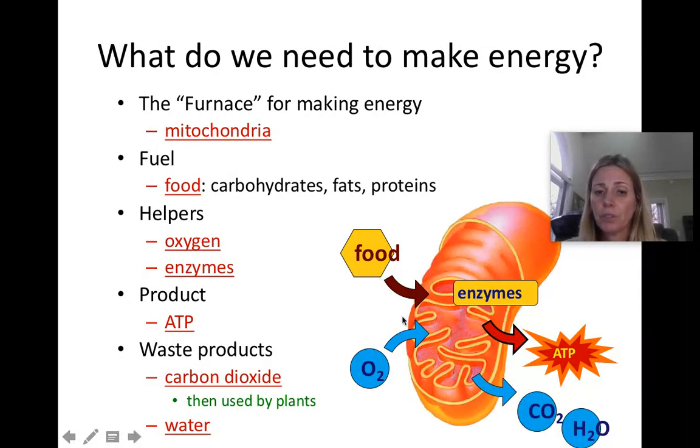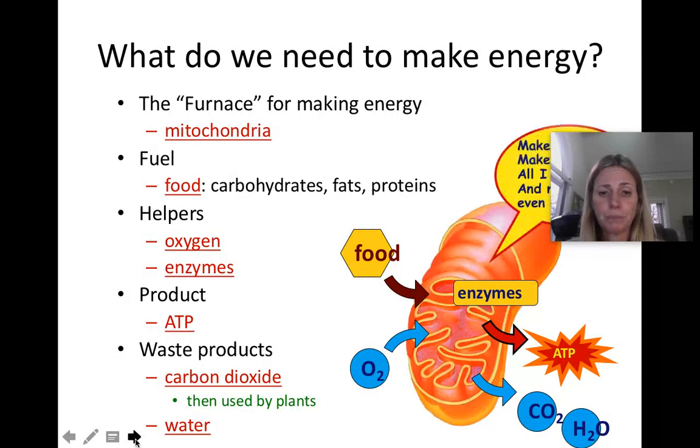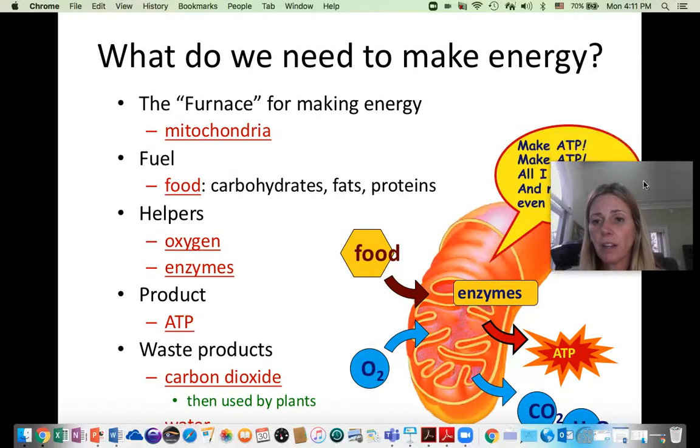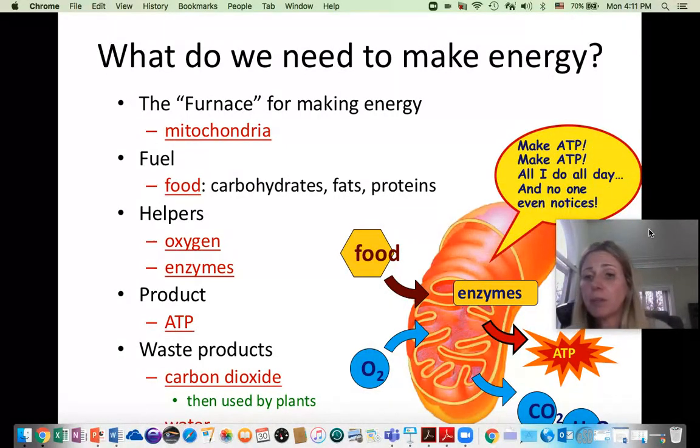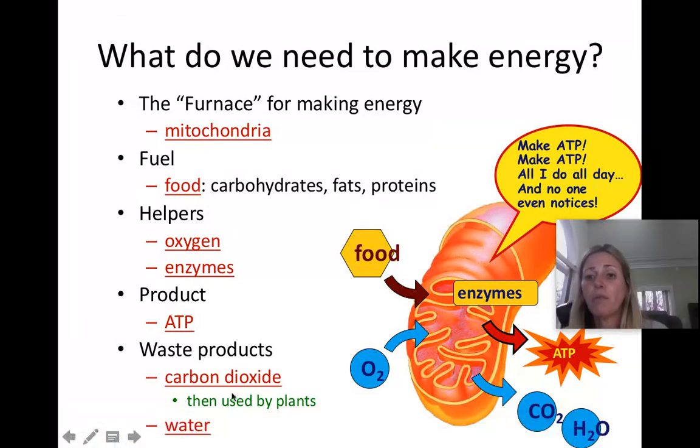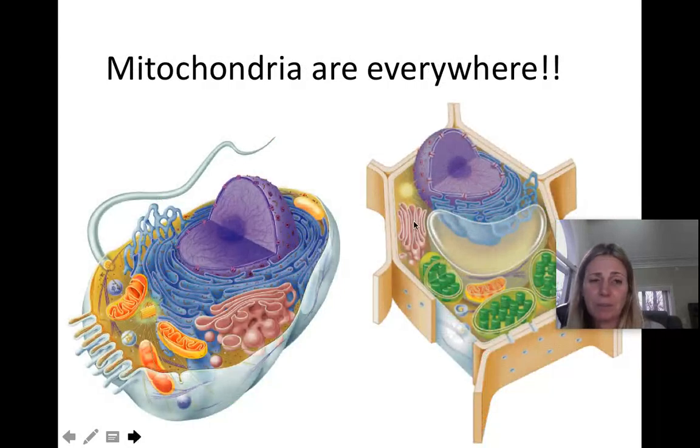Okay, so this is what's going in. These are your inputs, right? Remember, we talked about chemical reactions, kind of like baking, like this is what you're adding. This is the manufacturer, right? This is your furnace, and then it's outputting your ATP, and as a byproduct, the CO2 and the O2. Right? Look, this is what the mitochondria are saying right now: I make ATP, all I do all day, and no one even notices, right? But hopefully now you do. See how important they are.